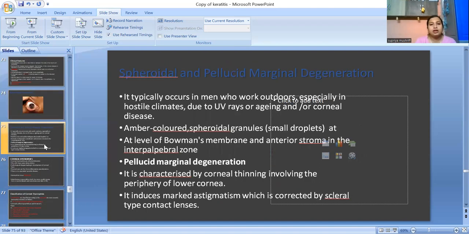Now, spheroidal and pellucid marginal degeneration. Spheroidal degeneration typically occurs in men who work outdoors, especially in hostile climates, due to ultraviolet rays, aging, or corneal disease. Amber-colored spheroidal granules, small droplets at the level of Bowman's membrane and anterior stroma, are seen in the interpalpebral zone. Pellucid marginal degeneration is characterized by corneal thinning involving the periphery of the lower cornea. It induces marked astigmatism, which is corrected by scleral type contact lenses.